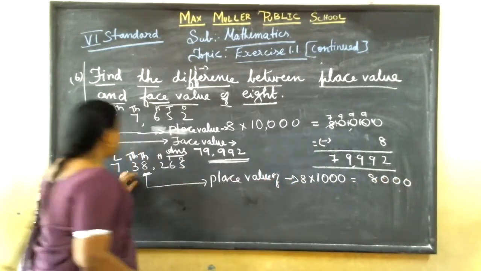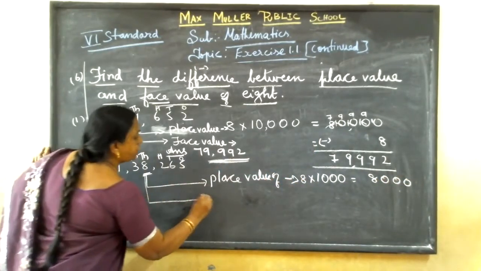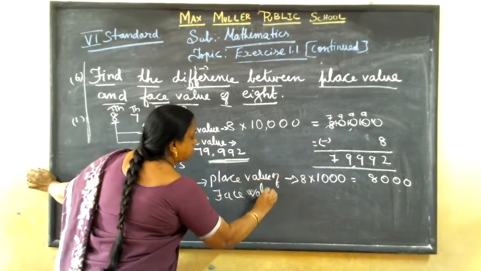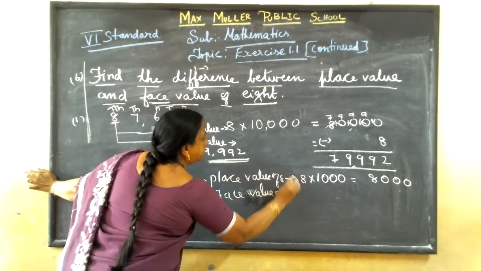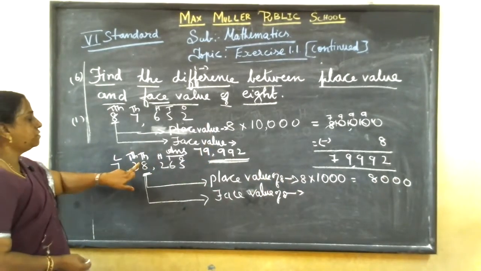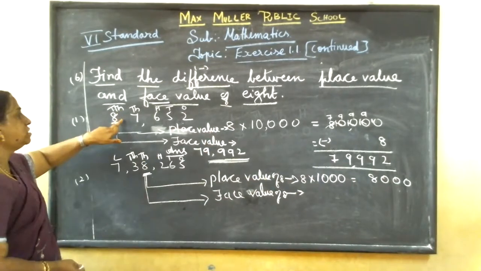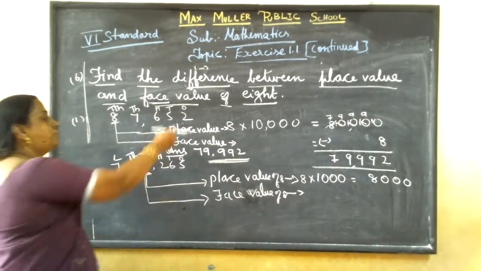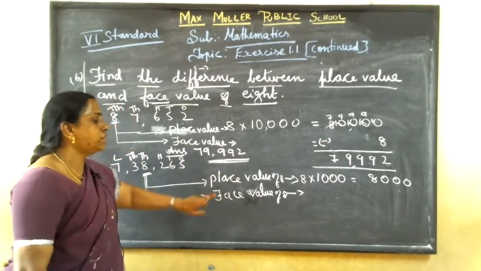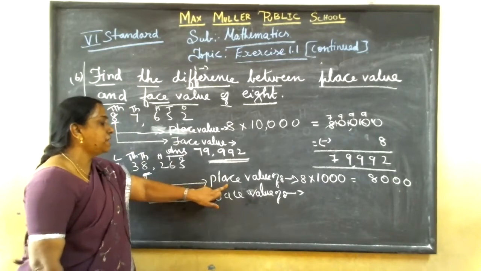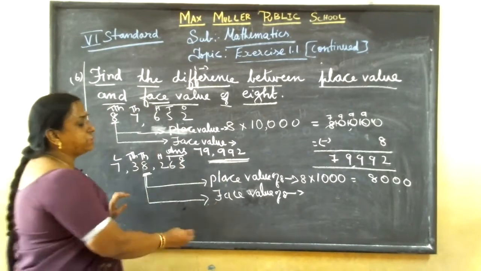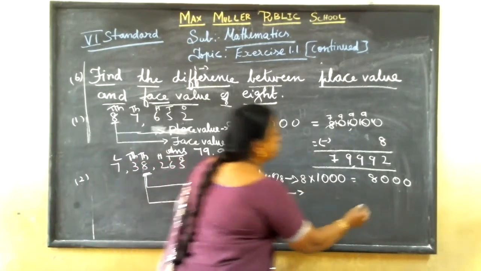Next, the same 8, face value. Face value of 8 is how much? 8 only. If it is here in the thousands place, its value is 8. If it is in the ten thousands place also, its value is 8. If it is in the ones place also, its value is 8. So just understand the difference between face value and place value. Place value depends upon its place. Face value means the number value itself, the actual value of the number. So here 8.